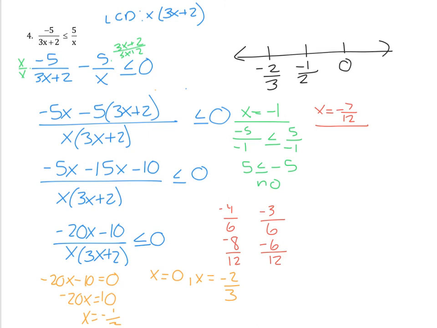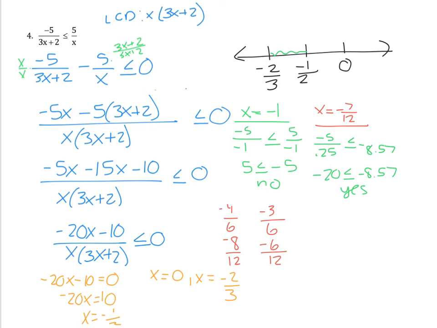So if I plug in negative 7 over 12, I think I'm just going to use decimals here. I get negative 5 over, when I plug negative 7 over 12 times 3 plus 2 into my calculator, I get 0.25, and 5 divided by negative 7 over 12 is negative 8.57. Simplifying my left-hand side, I get negative 20, which is less than negative 8.57. So this is a yes region between negative 2/3 and negative 1/2.